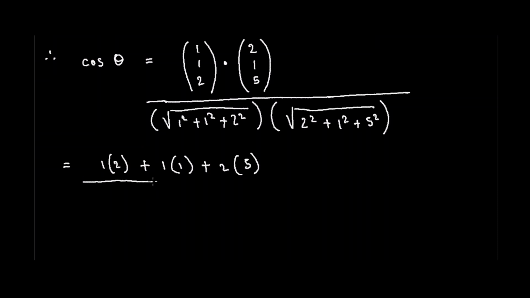This is over the square root of 1 squared plus 1 squared plus 2 squared. Since 1 squared is 1, 1 squared is 1, so this is 2 plus 2 squared is 4, 4 plus 2 is 6. Then 2 squared is 4 plus 1 to make 5. Then 5 plus 5 squared which is 25, so we have 25 plus 5 is 30.